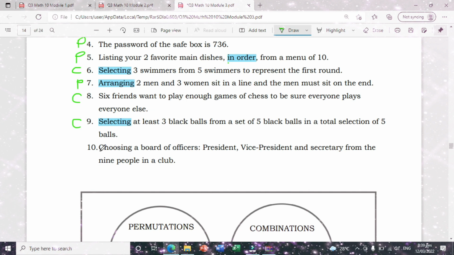Take note, may word na choosing, pero tingnan natin. From the 9 club. Board of officers. So, pumipili na tayo ng board of officers. Tapos, president, vice president, and secretary from 9. Okay. So, actually, choosing a board of officers from the start, ito, combination pa lang. Pero, pagdating dito na may president, vice president, secretary na, nagiging permutation.